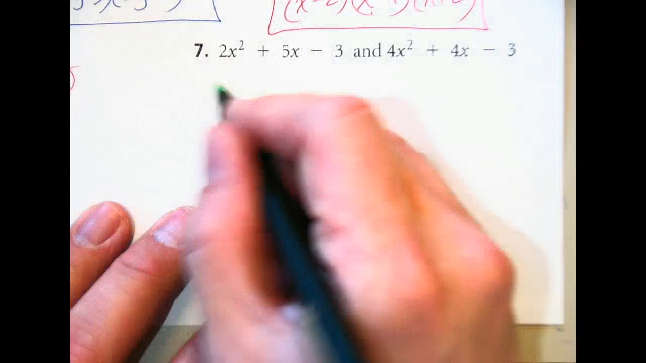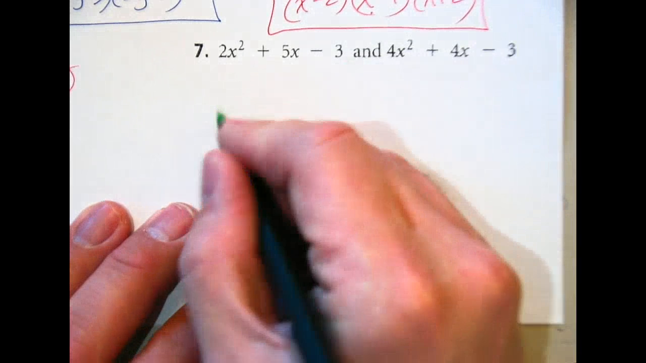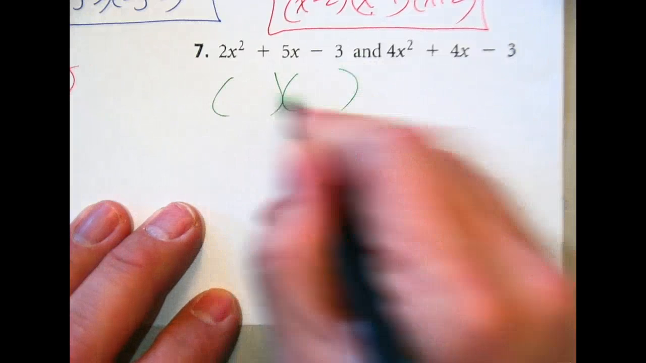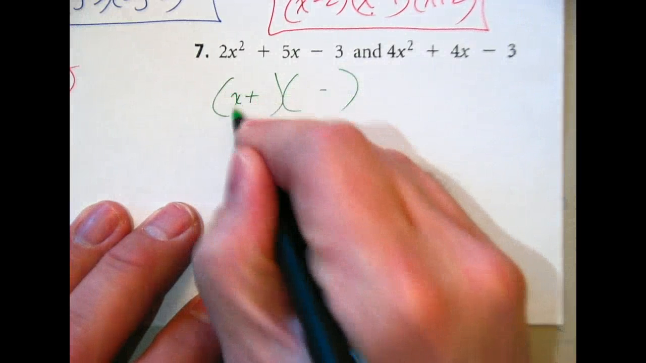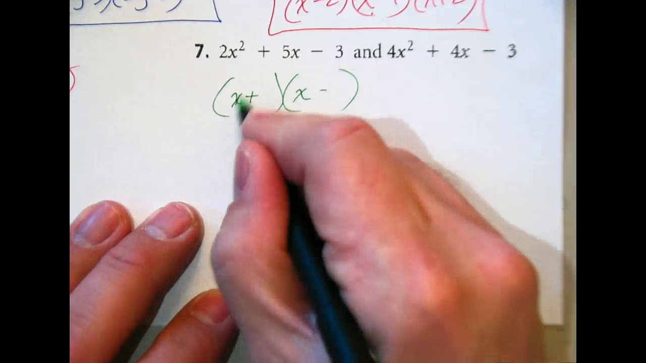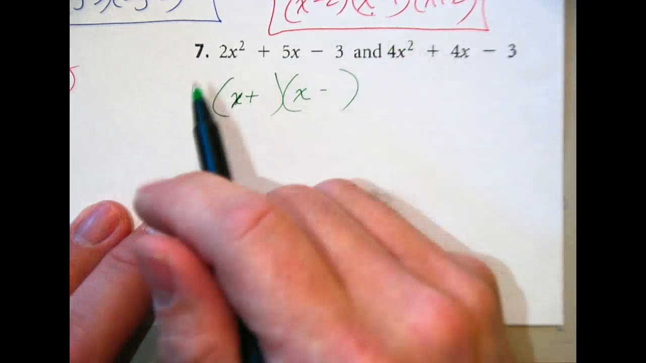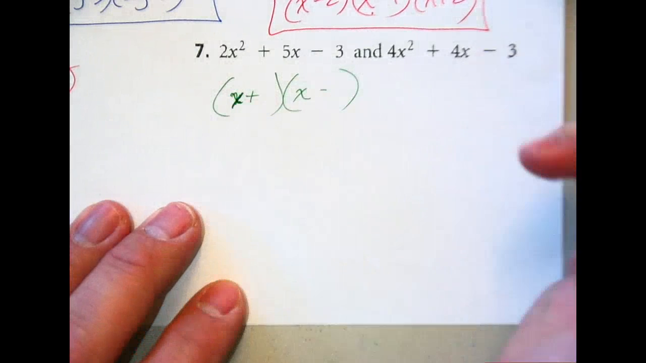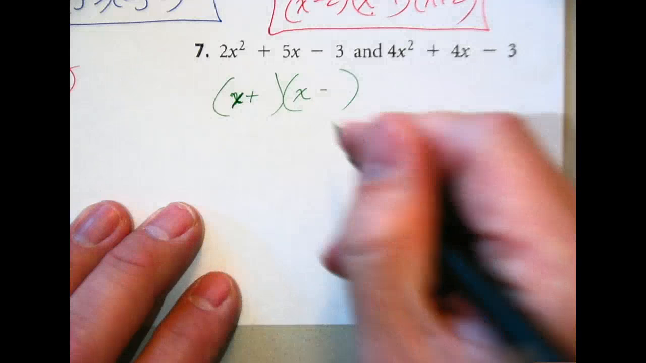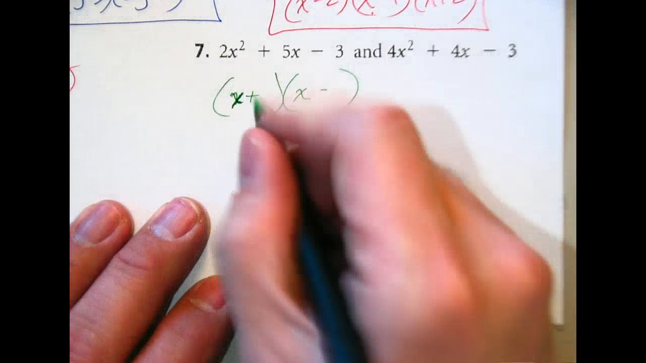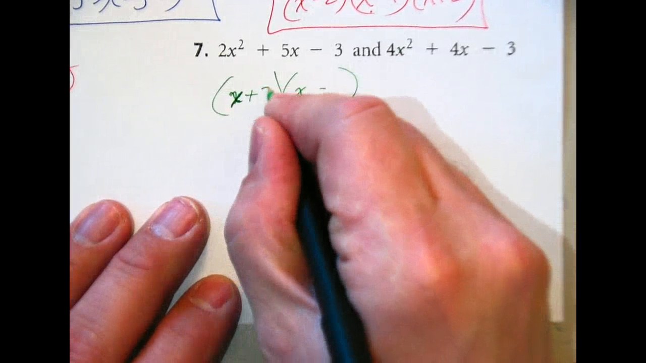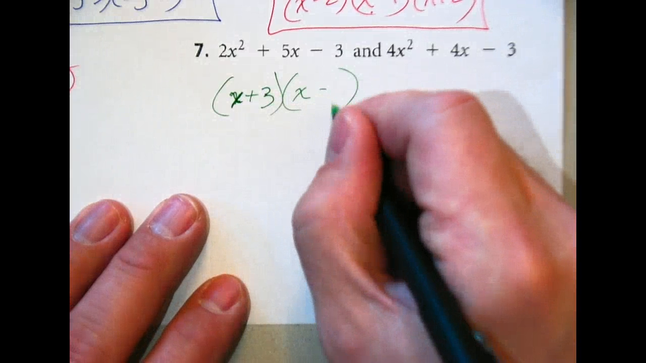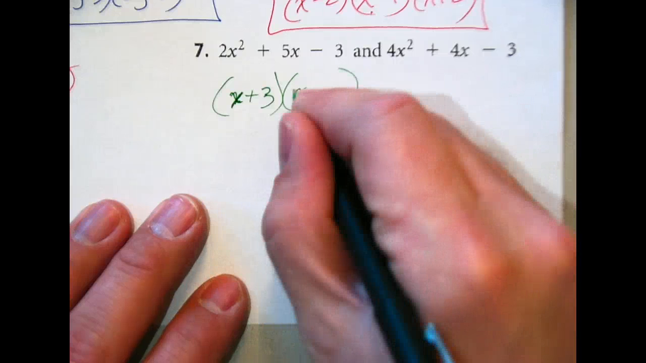A little tougher to factor this one, but you remember you go a times c, that's negative 6. That means your signs are going to be different. Two things to multiply to make negative 6 and add to 5. Be careful with 6s and 5s. 6 and negative 1, and we're dividing it by 2. So 6 divided by 2 is 3. And negative 1 divided by 2 is negative 1/2, so that becomes 2x minus 1.